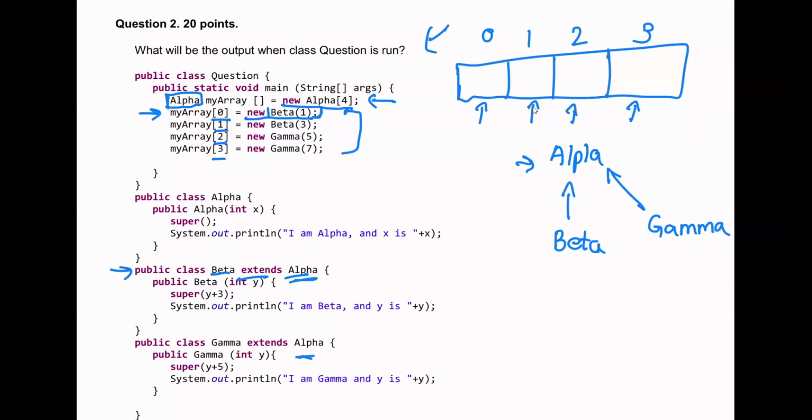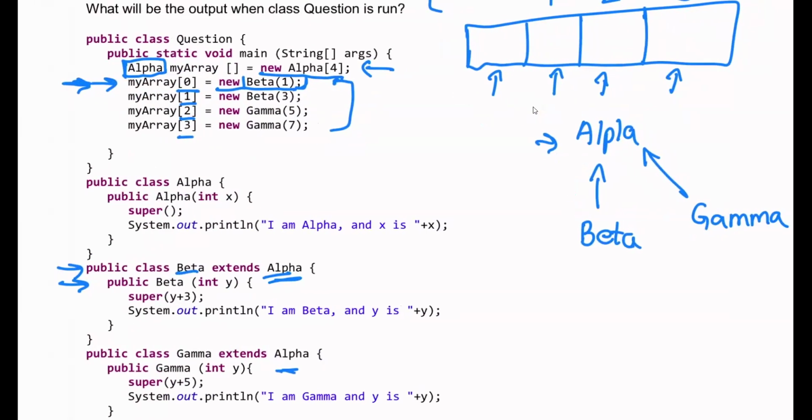Once you run this line, it will go to here and run the constructor first. The constructor receives the y value. So y is 1 here. Let me write it again: y is 1 here. And then we go to this line. It is like super, but passing y plus 3. This y stays 1, and y plus 3 is 4.